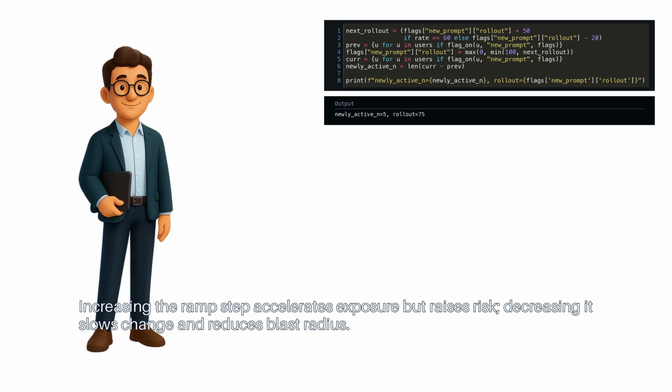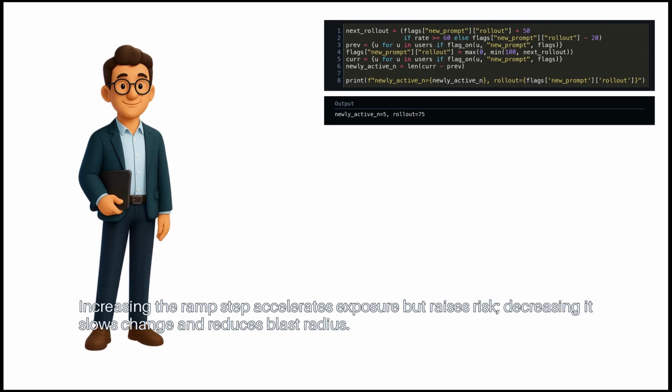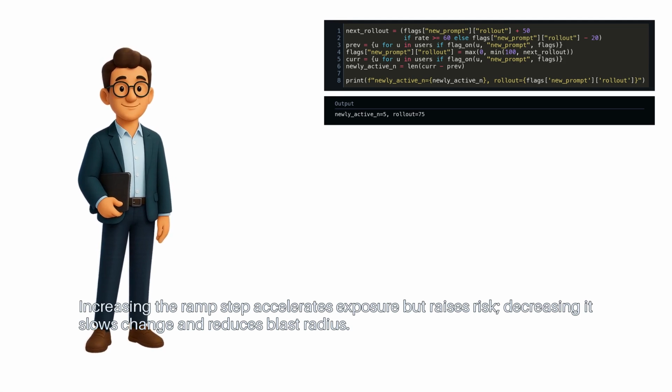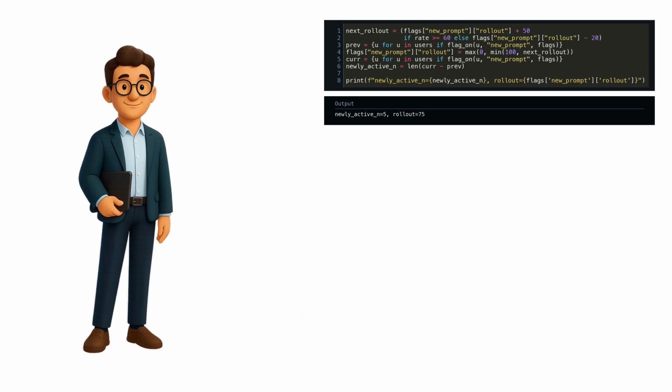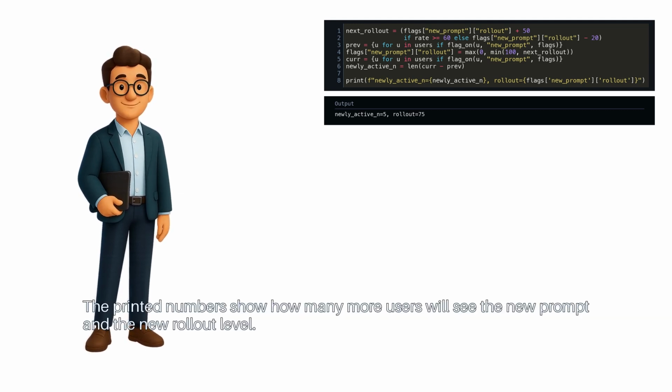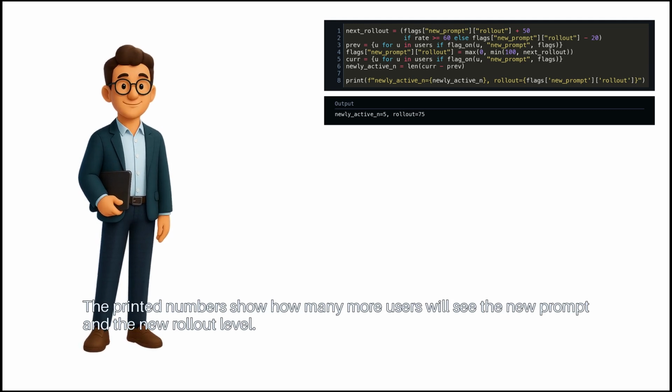Increasing the ramp step accelerates exposure but raises risk. Decreasing it slows change and reduces blast radius. The printed numbers show how many more users will see the new prompt and the new rollout level.